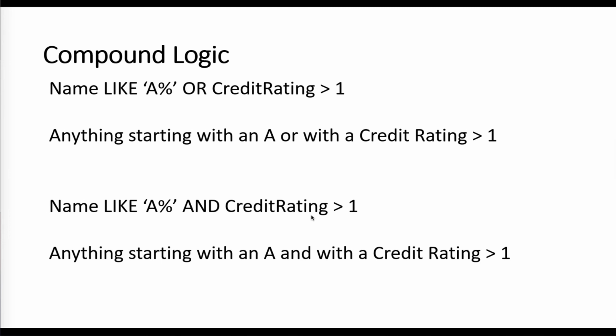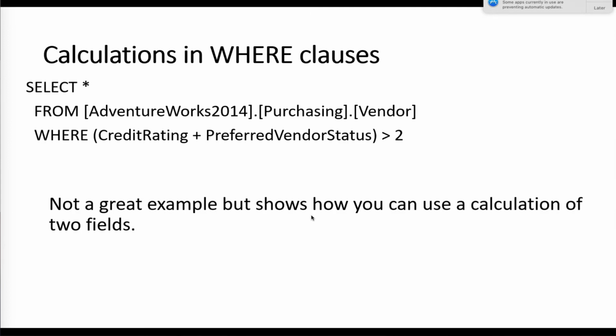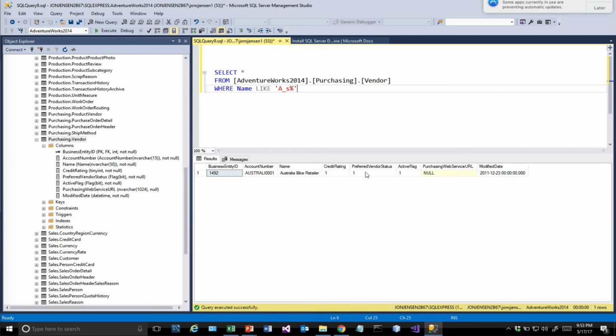Compound logic, we just looked at that, so I'm not going to go over that again, but you could combine the LIKE and the other comparison operators. We can have calculations in a WHERE clause. So this is a bad example because this preferred vendor status and active flag are actually flags or indicators, but I just wanted to show you that you can do math in addition.